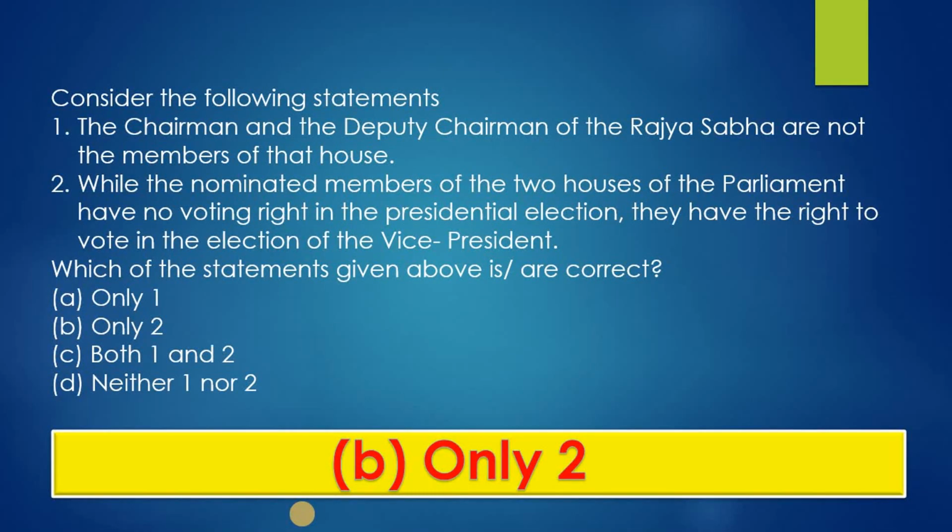And the first statement is incorrect because only the chairman of the Rajya Sabha, that is the vice president, is not the member of the house, but the deputy chairman is the member of the Rajya Sabha and he is being elected from among those members. Okay, so that's why the first statement is incorrect.